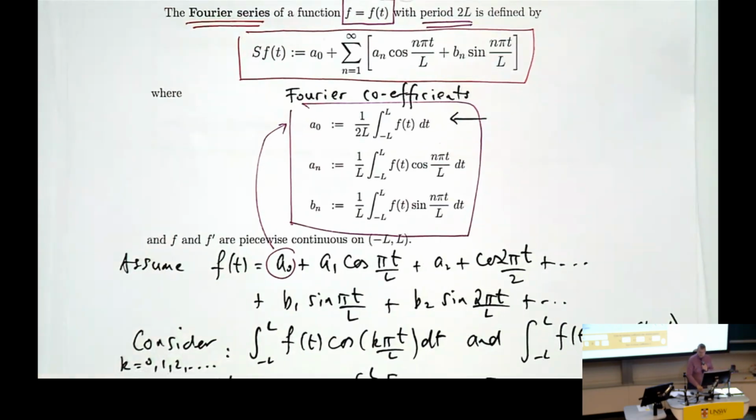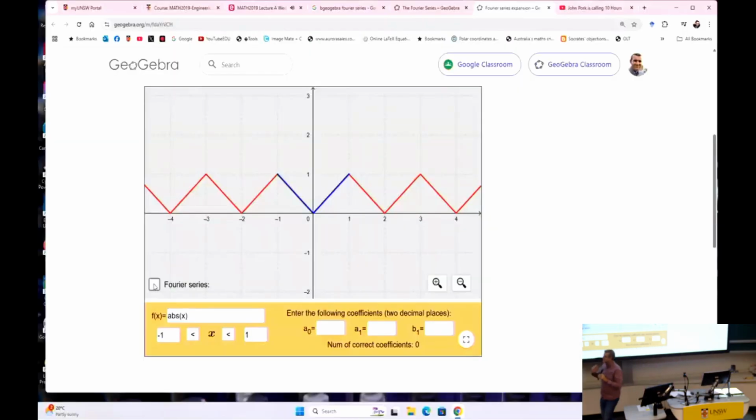In this function on the screen that I'm showing you now, is that function even or odd? Think back to first year. It's even, exactly. So how do we define an even function? If you're explaining this to your mate, what is an even function?